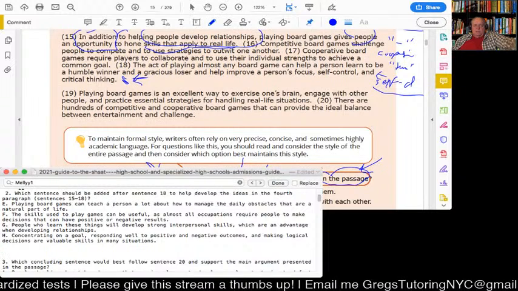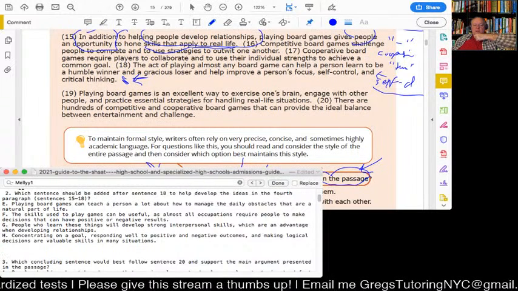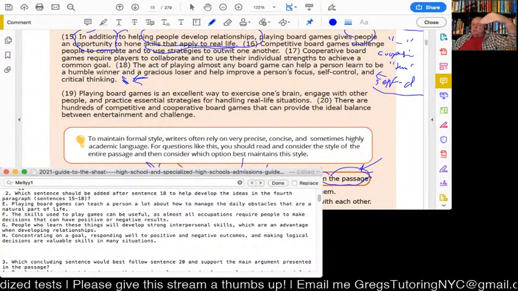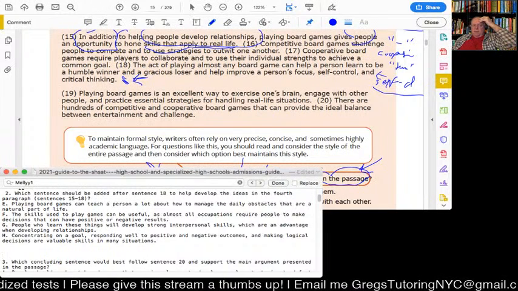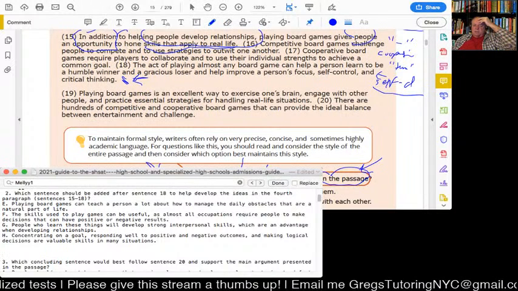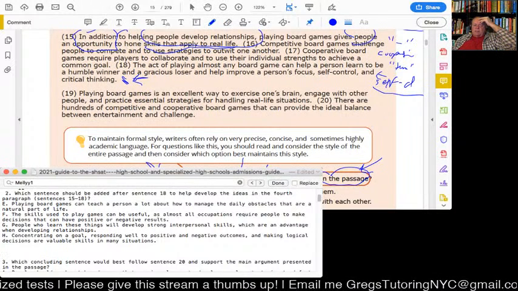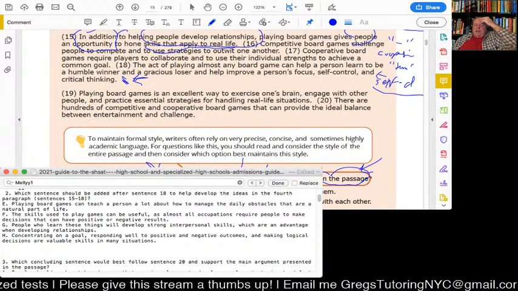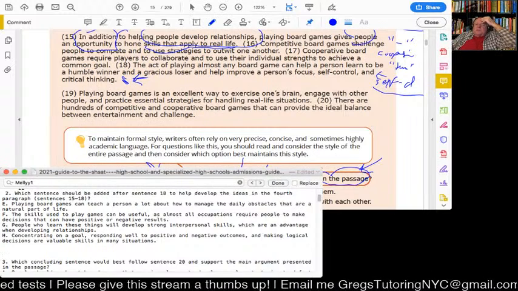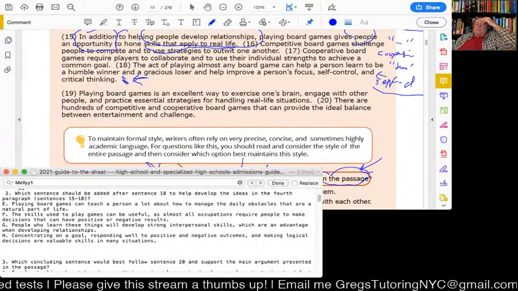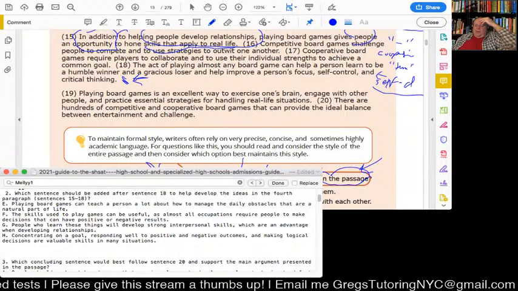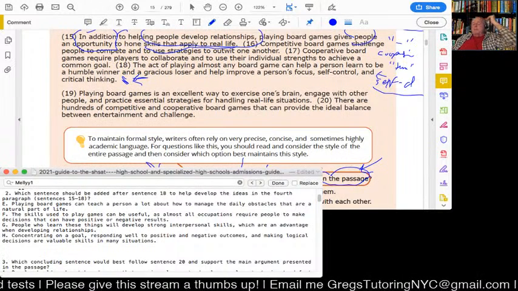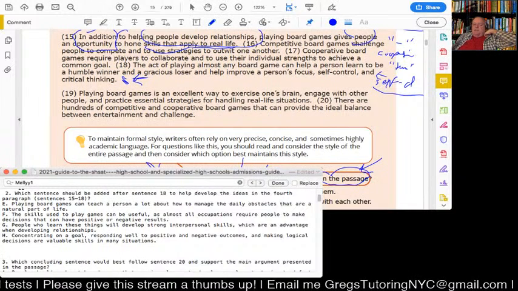Okay, G. People who learn these things will develop, and these things being what's talked about in this paragraph, strong interpersonal skills, which are an advantage when developing relationships. Okay, there's a big problem with this choice. It almost looks like it could be the answer, but there's one big problem. It's the word will. The passage doesn't say that. If it said may or might, I could buy this answer choice maybe.